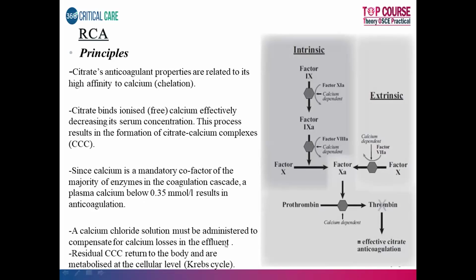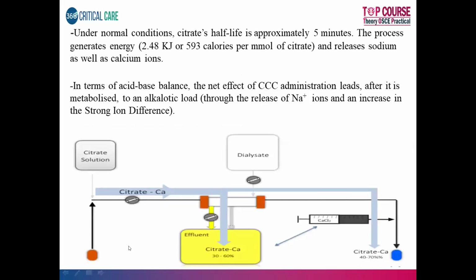So what happens if you see this diagram? Patient's blood goes into the circuit, you are giving the anticoagulation, the citrate solution here. Then it forms a citrate calcium complex, of which around 30 to 60% will come into the effluent fluid. So you're actually losing the calcium here. The remaining complex, around 40 to 70%, goes into the patient's blood, but you're losing calcium here, around 30 to 60%, right?